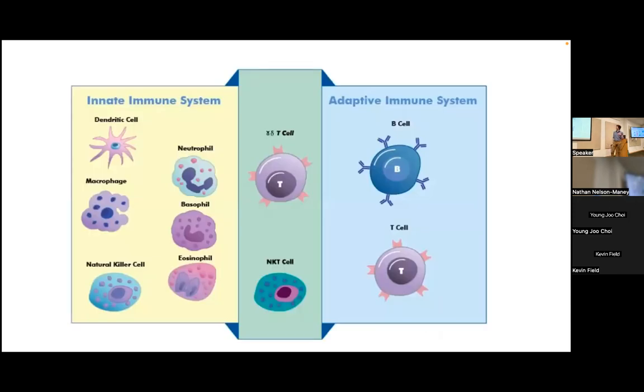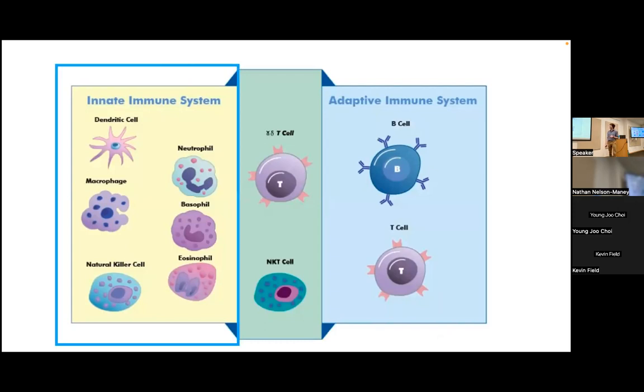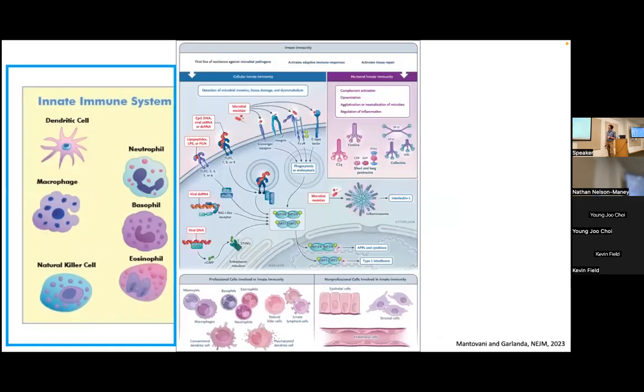So I think it's easier to start with the cells. The immune system in general can be split into two categories, the innate immune system and the adaptive immune system. The innate immune system is the first responders. It happens fast, within hours and minutes. And we can break it down like this.